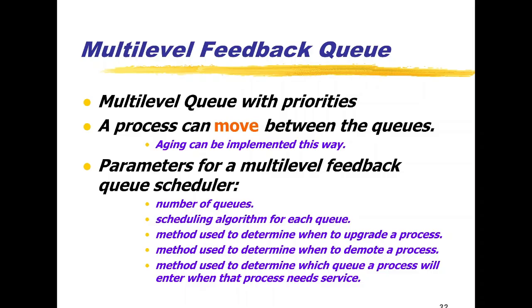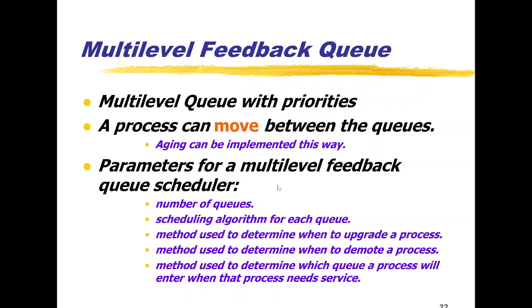But here in multi-level feedback queue, if a process is running through round robin and it cannot complete in time, you can move it down to first come, first serve for it to complete earlier, or complete at the end of the day. So a process can move between the queues, and aging can be implemented this way. Remember, aging is when a process stays so long and is not being executed. So we start calculating the age, and when it gets old, as if the process is staying too long, we move it to another queue to execute it faster.